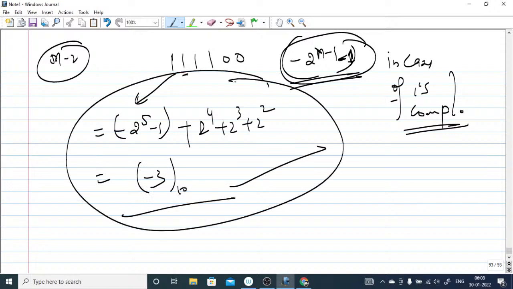This is also a very good concept. With the help of these position weights, you can solve any kind of questions. MSB weight.